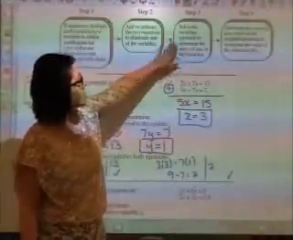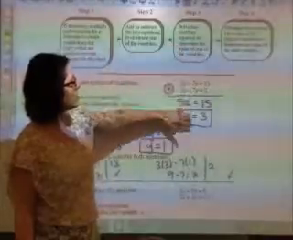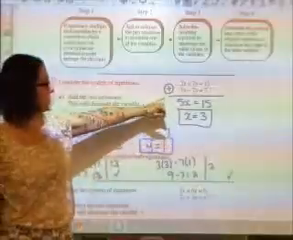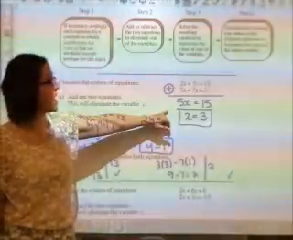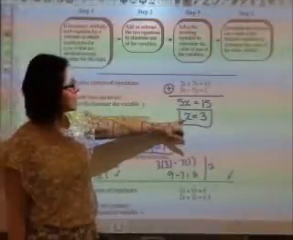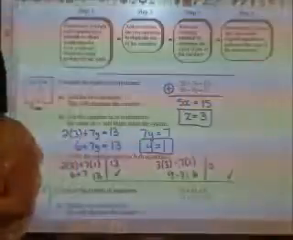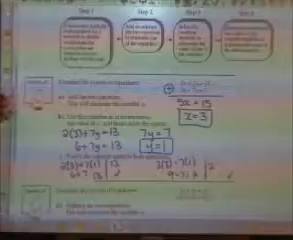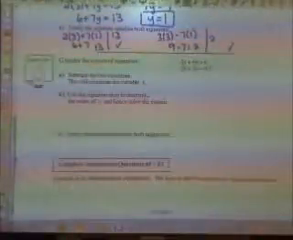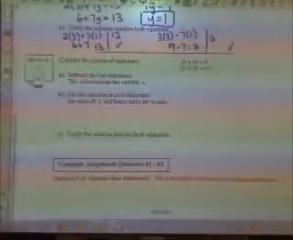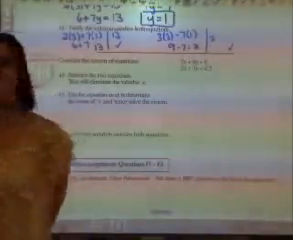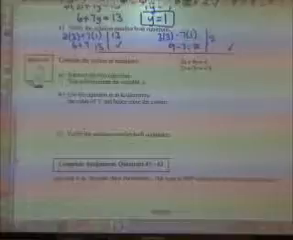Then you're going to solve the resulting equation to determine the value of one of the variables, and then you're going to substitute that solution into either one of the equations to solve for the remaining variable. So let's try that again with class example number 2. I have 2x plus 6y equals 6, and 2x plus 3y equals 4.5.